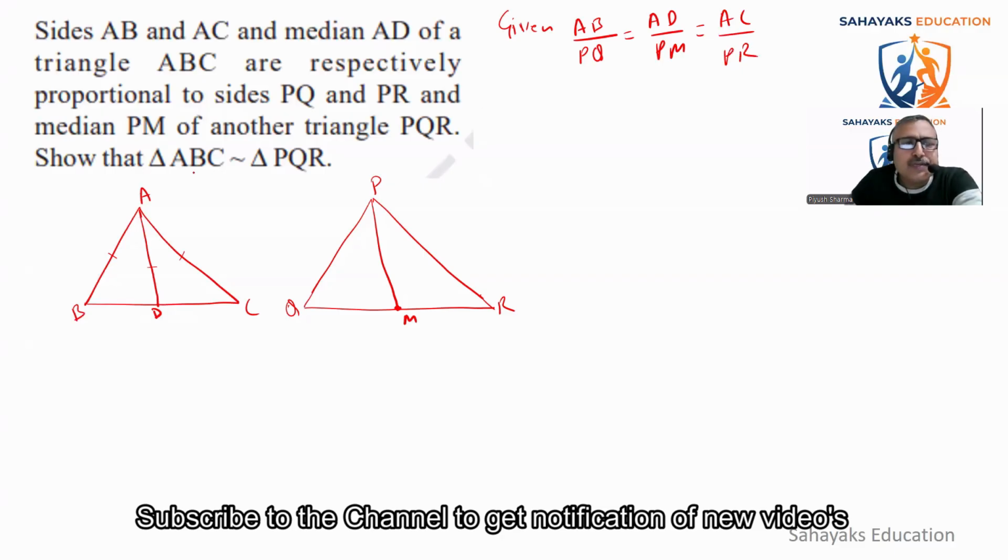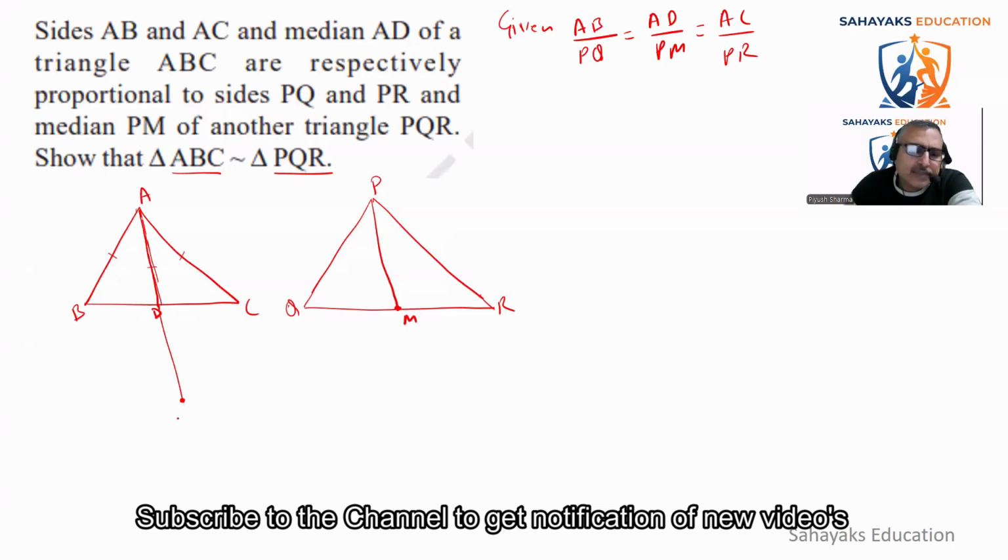Now what do we have to prove? That ABC is similar to PQR. In this specific question, we don't know whether the third side is similar or not. So to prove it with SSS similarity, we have to make some constructions. As per construction, we are going to extend AD to a point.